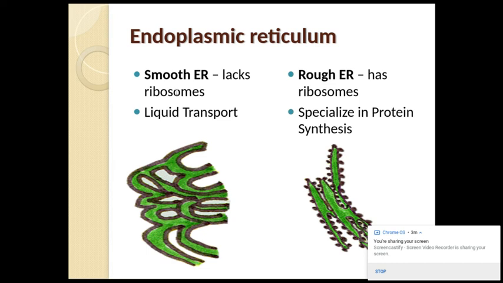The smooth ER is what helps move around liquids, like stuff that's liquid. It helps move that around the cell. And the smooth ER does not have any ribosomes. The rough ER has ribosomes all over it. See these little dots here? This is the drawing I did. The ribosomes are all over it. And the rough ER specializes in making proteins. And that's where proteins are made, at the ribosomes.